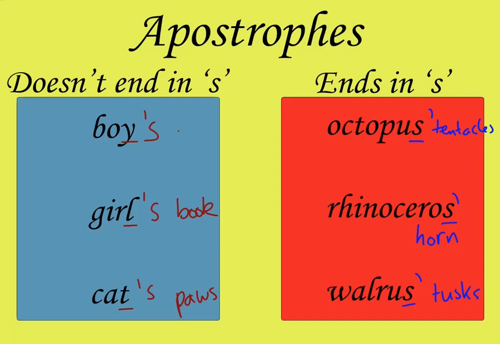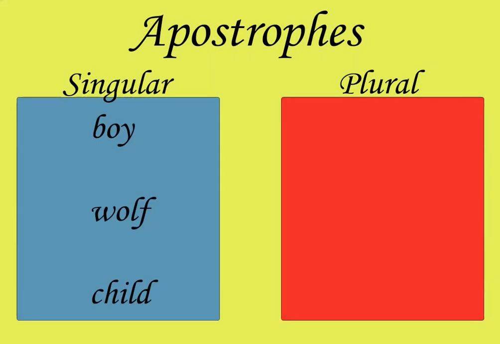So this is all for singular nouns, nouns which are talking about one thing: one boy and the boy's socks, one girl and the girl's book, one cat and the cat's paws. Now we're going to have a look at plural nouns, which uses a very, very similar rule. So on the left here we've got singular nouns: boy, wolf and child. The plural means we're talking about more than one.